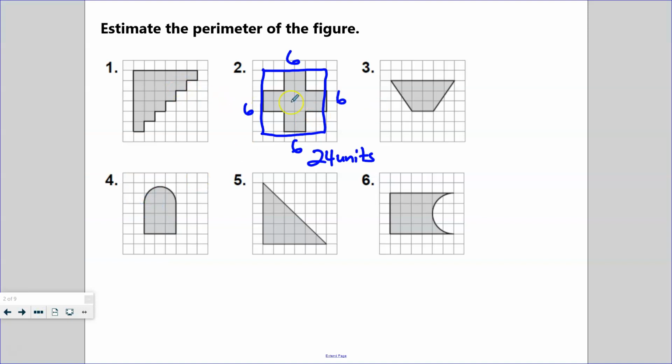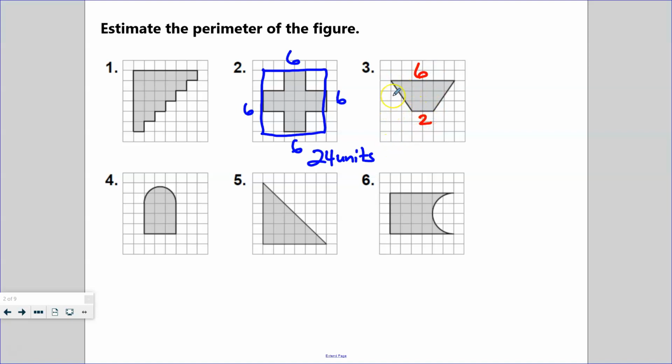All right, so the next one is done for you right there. You can see that if I just drew the box around, all these pieces would just go out and meet up with the square. So another 24 unit object. 1, 2, 3, 4, 5, 6. We have 6 units there. We have 2 units there.